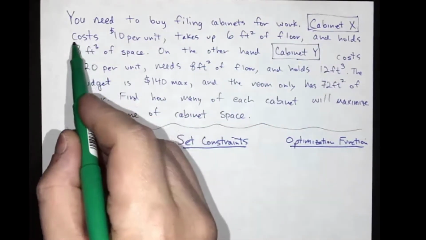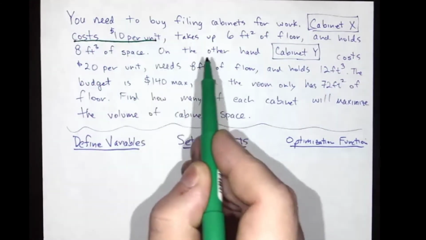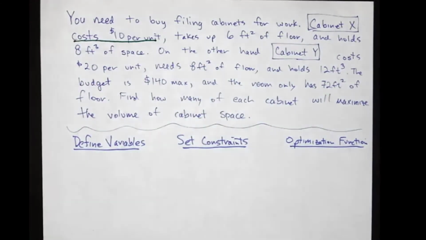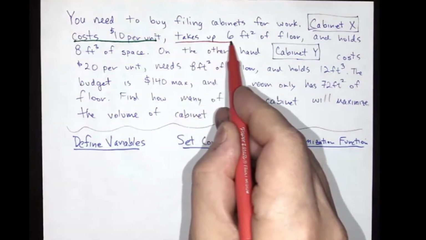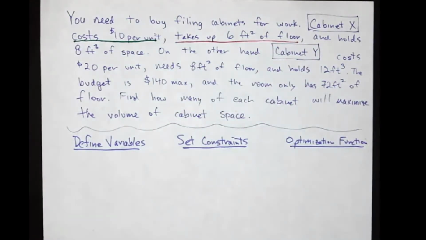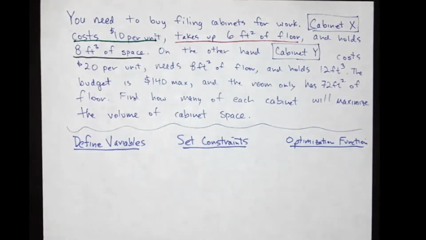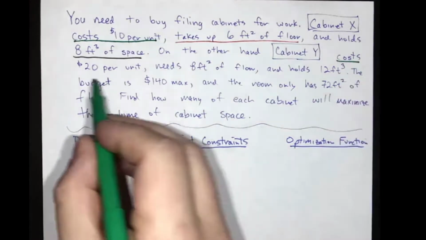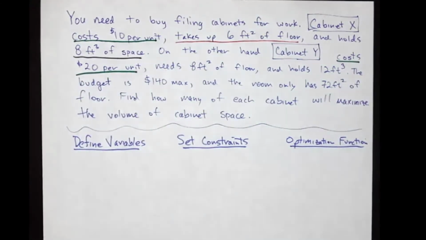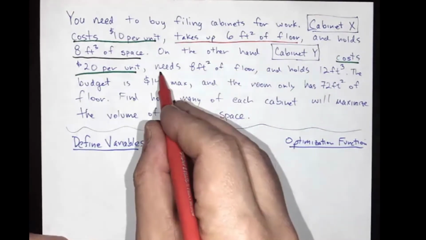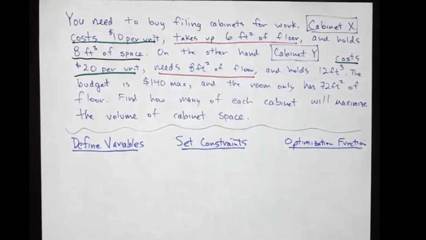So it says, you need to buy filing cabinets for work. Cabinet X costs $10 per unit. It takes up 6 feet of floor space and it holds 8 cubic feet. On the other hand, we have this other kind of cabinet, and it costs $20 per unit. It needs a little bit more floor space, about 8 square feet, and it holds a little bit more though, about 12 cubic feet.